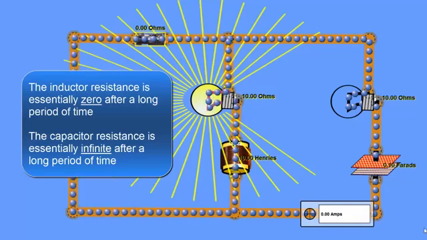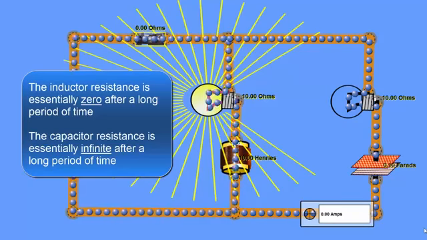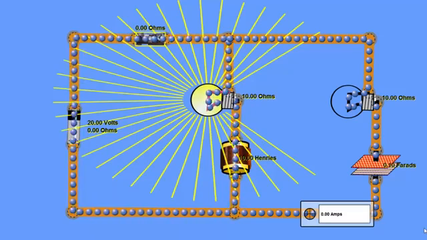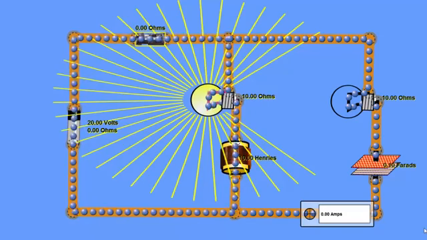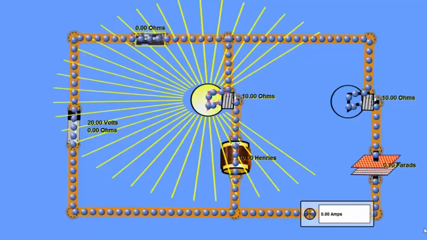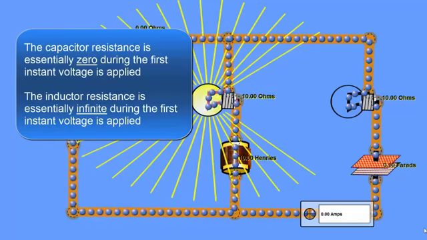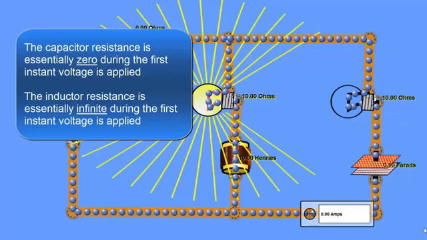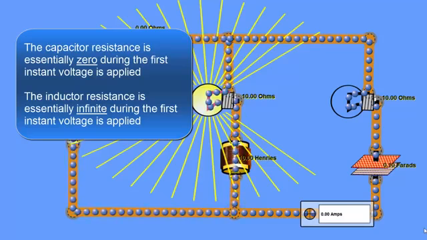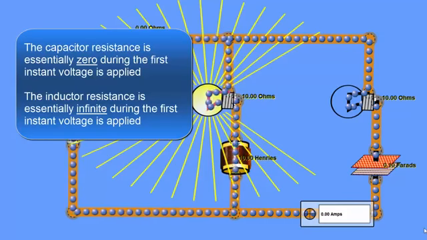So here we have an open circuit on the capacitor side, and for the inductor side we have a short circuit. This is another kind of an opposing view of these two components. One is a dead short over a long period of time, and one is an open circuit over a long period of time. And the capacitor acts like a short circuit during the first instant that voltage is applied to it, while the inductor acts like an open circuit during the first instant power is applied to it. So this is another one of those yin and yang things about these two components.